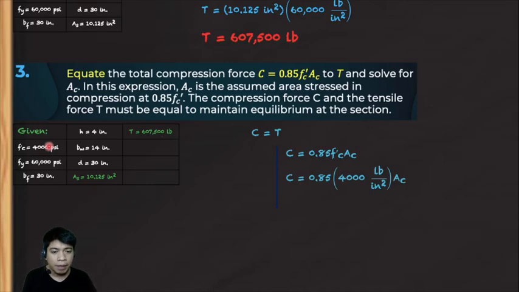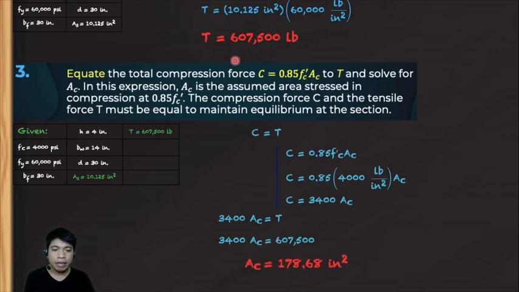So what will happen here? C will be equal to 3,400 multiplied by A_c. So we are now going to equate 3,400 A_c to T. And of course, T is already computed above, and that is equal to 607,500. And now we can compute for A_c, which is equal to 178.68 square inches. Take note, guys, that this A_c is the area of the compression concrete.